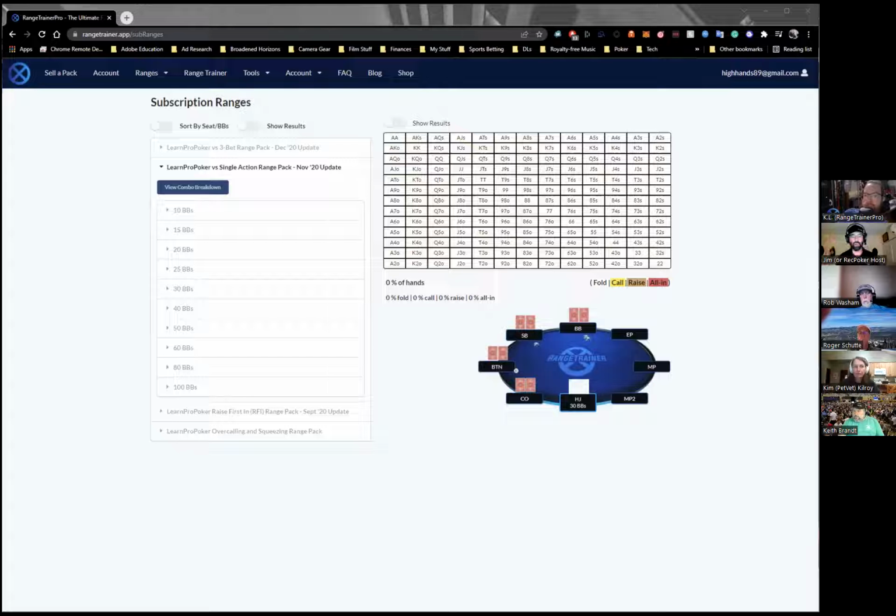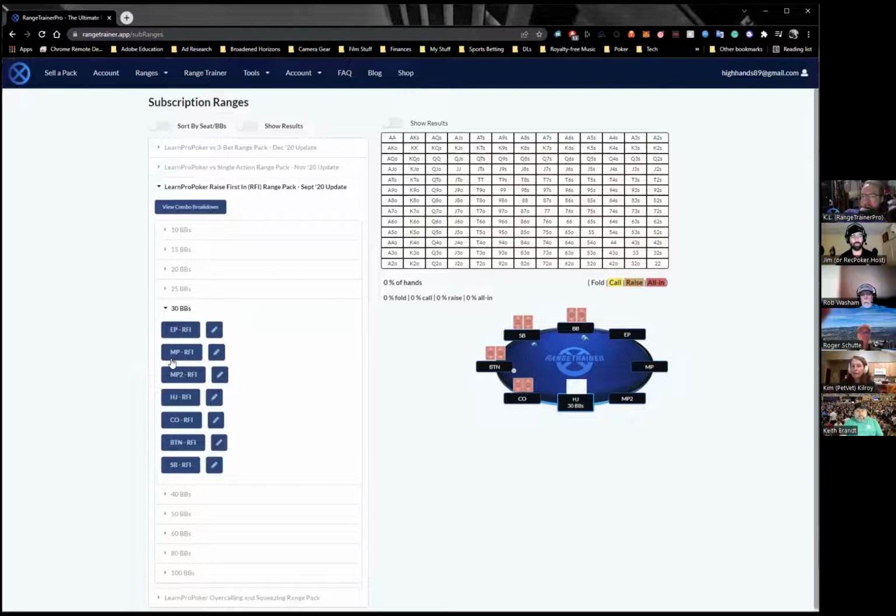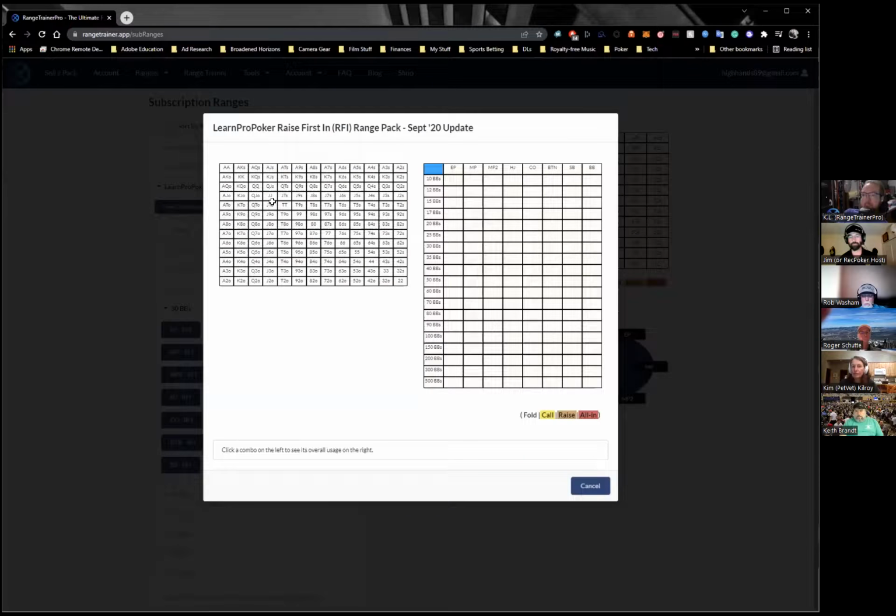I love Range Trainer Pro, and I've just been going right down to the range training. I haven't even checked out this combo breakdown, but like you said, you can develop some really good heuristics when you look at that and see how the different stack depths refer to the different values of that particular hand. That's really powerful stuff. Yeah, it really is some cool stuff.